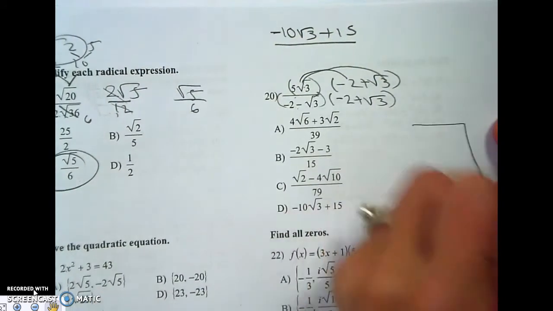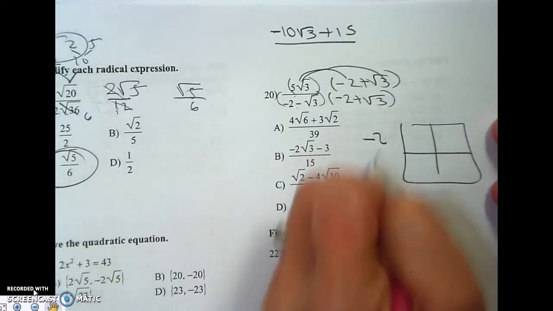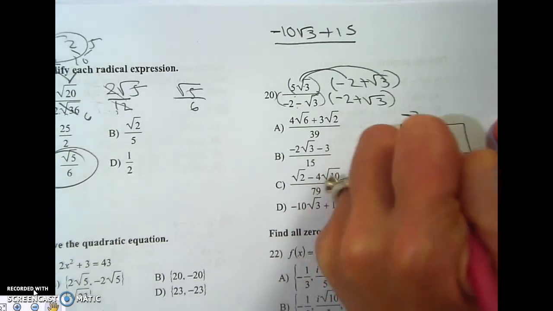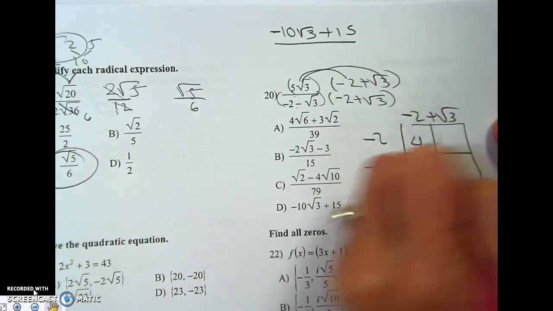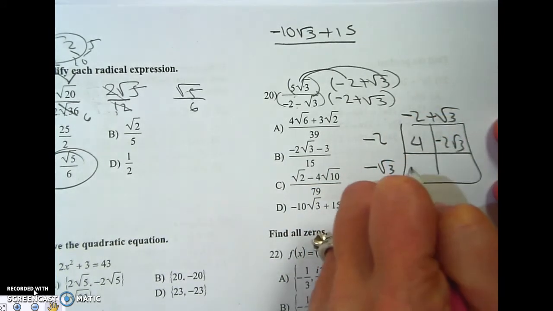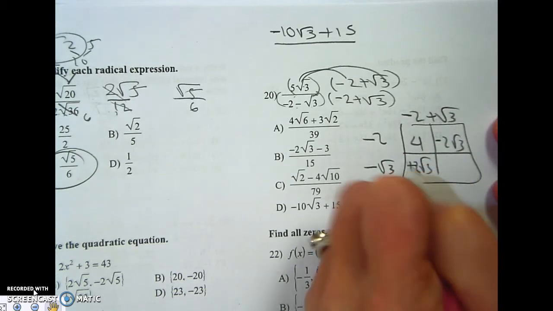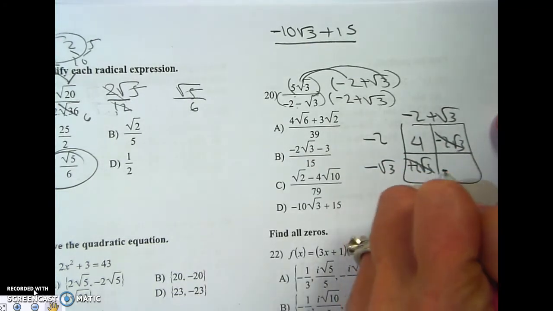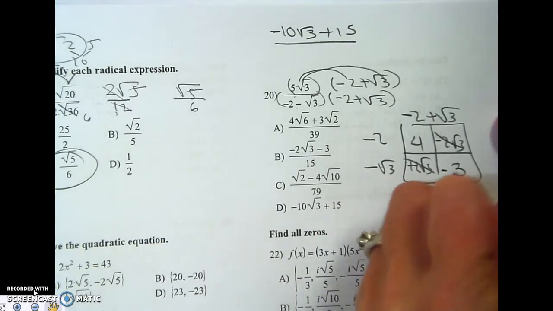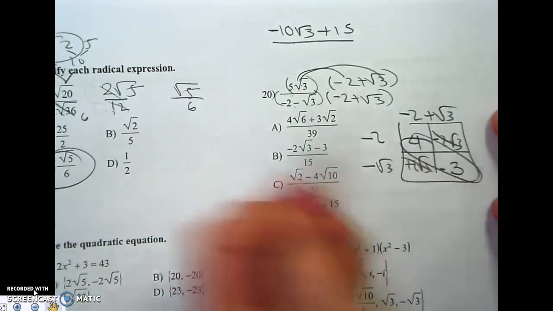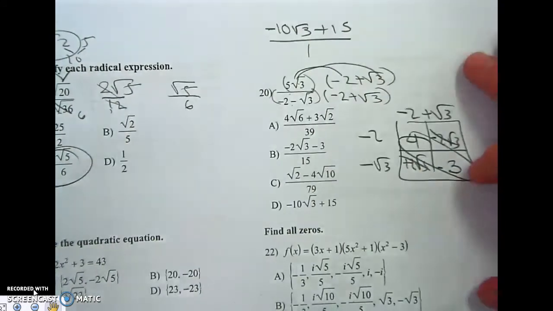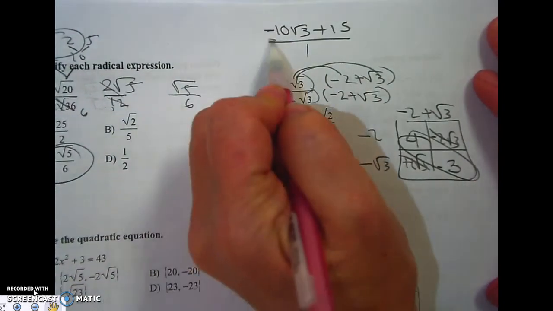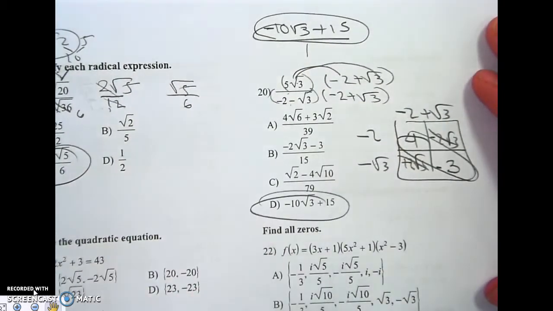And then the denominator, I'm going to box it out. Negative 2 minus rad 3, negative 2 plus rad 3. 4 minus 2 rad 3, plus 2 rad 3 cancel. Minus rad 3 times rad 3 is 3. 4 minus 3 is 1. So anything over 1 is itself. So that means, boom, the answer is D.